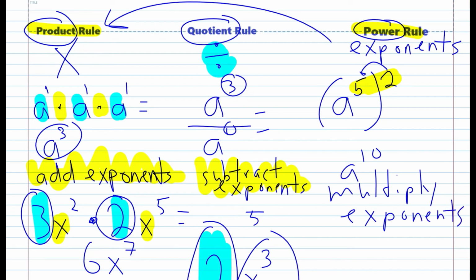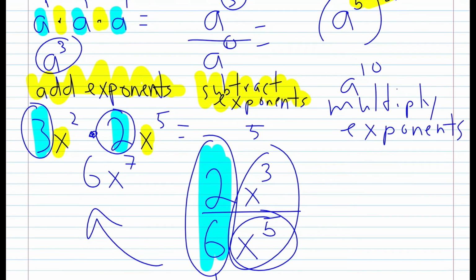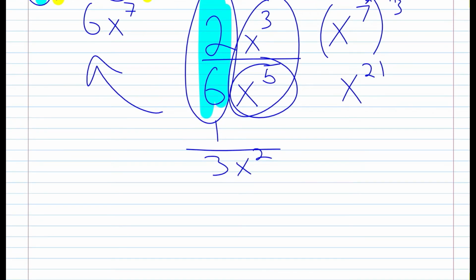So let's look at some examples of this. I could say x to the 7th power, then to the 3rd power, or it would just become x to the 21st power. All you do is you're multiplying these two numbers together. It's almost like you're distributing. So let's see what happens when we have more than one base.